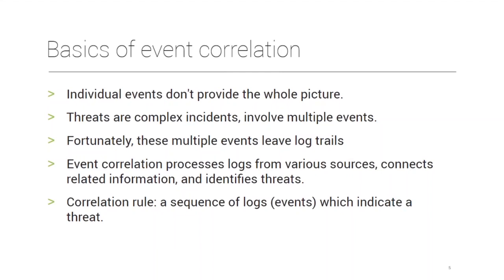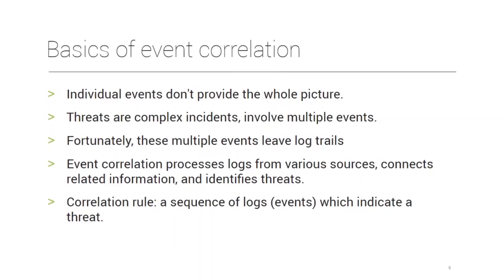This brings us to point number two. Attacks and threats are most often complex incidents. They don't just involve a single event, but a sequence of multiple events. Fortunately for us, all of these events leave log trails. And this is where event correlation comes in. Event correlation is a technique that processes logs from various sources on your network, and it connects related information to form these log trails and identifies threats.